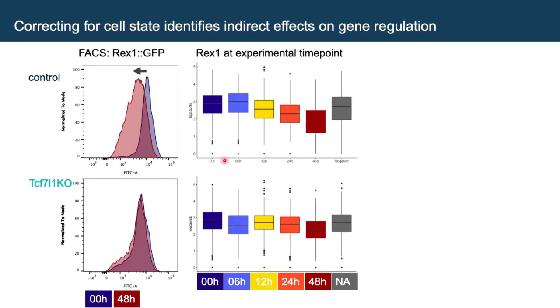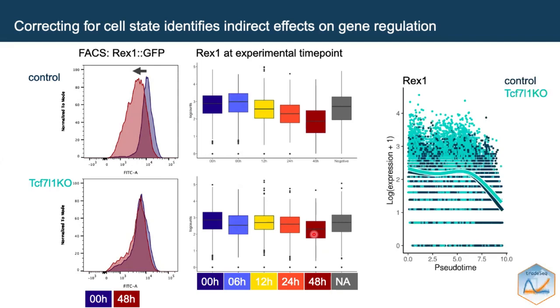Similarly, if I look at my single-cell transcriptional data, but bin it back to the experimental time points, the control cells are able to downregulate, but this mutant is not able to downregulate REX1. But here we always have this issue that we have different cell states. And now we can start correcting for this. So now I'm taking each cell and placing each cell on the x-axis according to its position in pseudotime. And if we do this, you see that we lose this difference, which would mean that before we really just had these indirect effects.